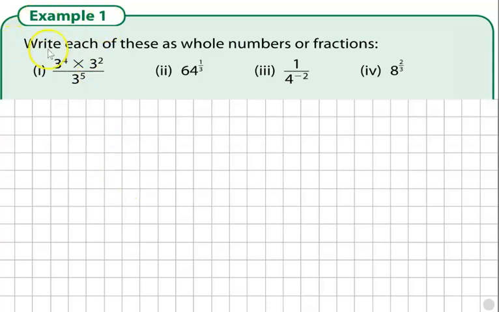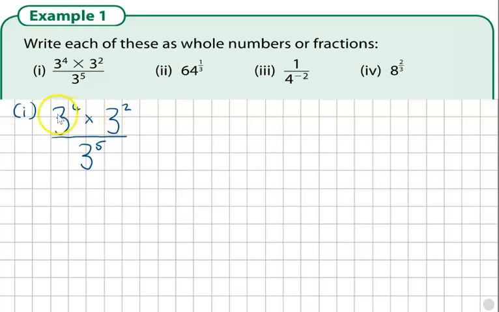Example 1. Write each of these as whole numbers or fractions. Part 1. 3 to the power 4 times 3 to the power 2 divided by 3 to the power 5. Let's focus on the top of the fraction for now: 3 to the power 4 times 3 to the power 2.